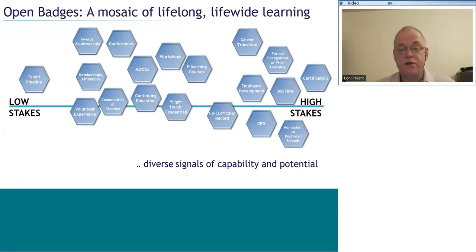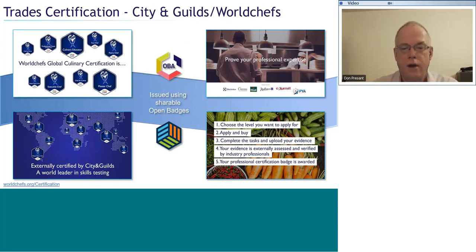What they are is diverse signals of capability and potential. So you may not have all high stakes badges, but if you have enough of these things in the right topic areas, and people can look at them and get a picture of your interests and your career trajectory, this can help you navigate your way through your career. So just some quick examples.